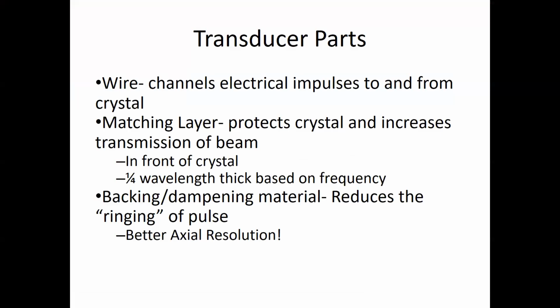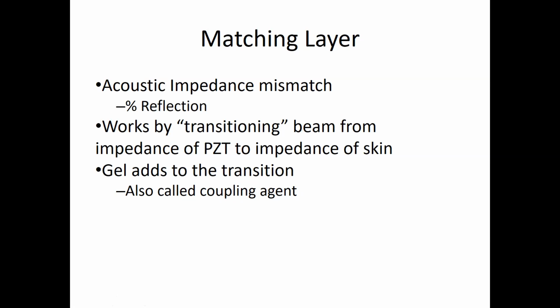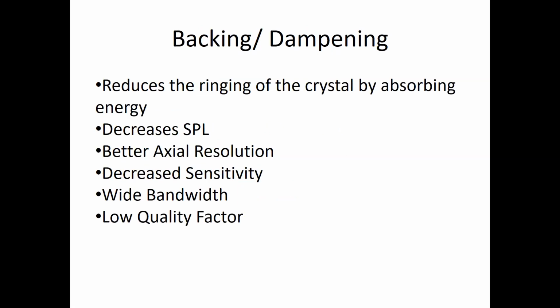Okay, so these are just parts of our transducer. So we talked about this matching layer. We're basically encouraging more transmission and reflecting by using that matching layer. So we're trying to get more of our beam to go through the tissues, through our transducer, through the gel, into the tissues. And so it's going to step down that acoustic impedance mismatch. And gel is also called a coupling agent. So you might see that in some of your literature as you guys are studying, coupling agent.